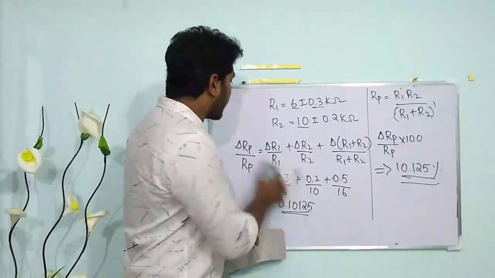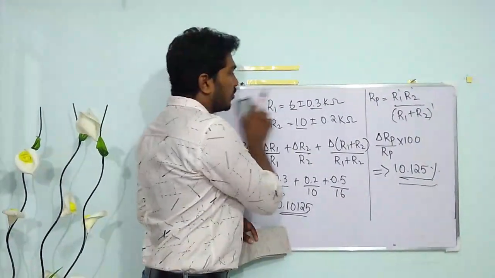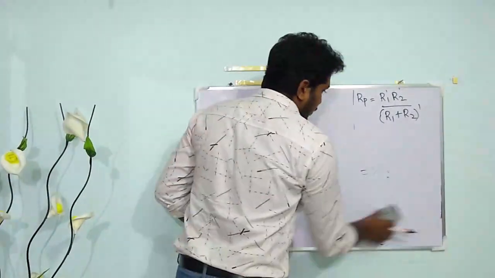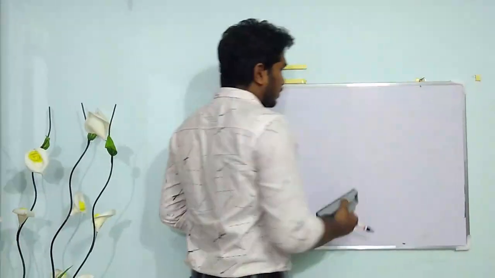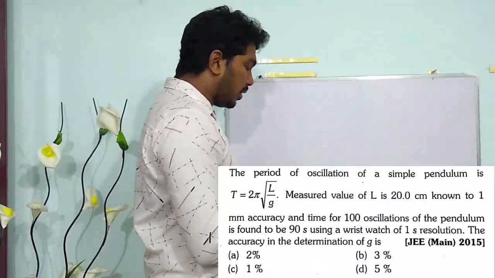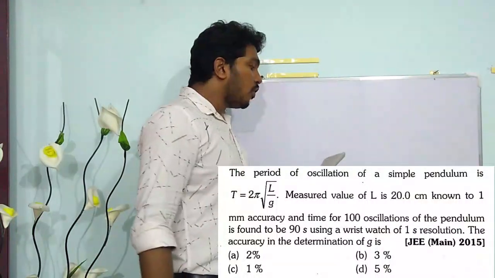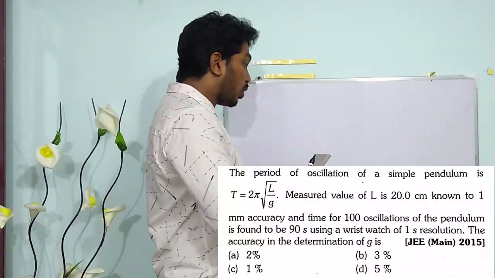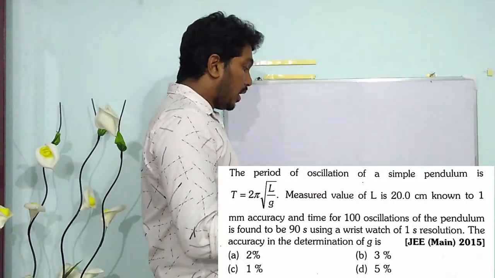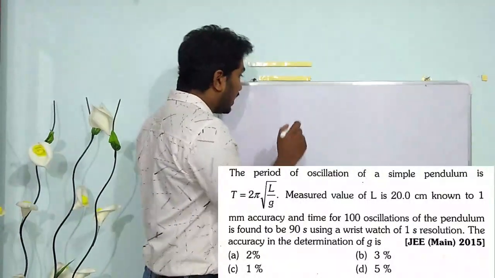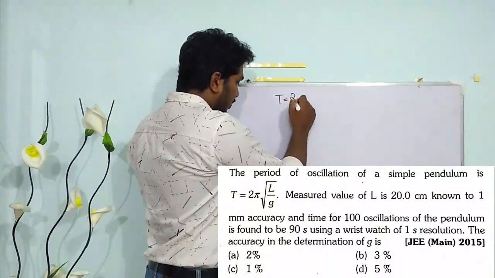All right. So the next one is again a question from us. The question is on the screen. The period of oscillation of a simple pendulum is T equal to 2 pi root of L by G. Measured value of L is 20 centimeter, known to 1 millimeter accuracy.